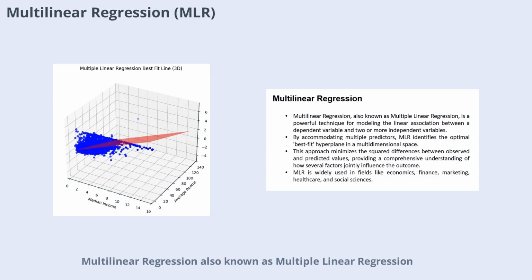Multilinear regression, also known as multiple linear regression, is a powerful technique for modeling the linear association between a dependent variable and two or more independent variables. By accommodating multiple predictors, MLR identifies the optimal best fit hyperplane in a multidimensional space. This approach minimizes the squared differences between observed and predicted values, providing a comprehensive understanding of how several factors jointly influence the outcome. MLR is widely used in fields like economics, finance, marketing, healthcare, and social sciences.